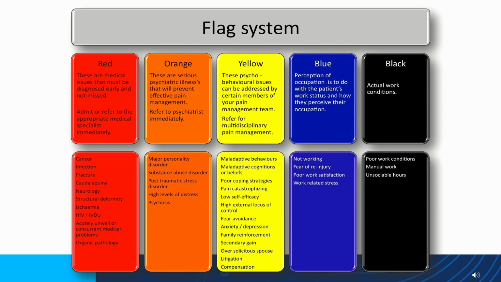So that alerts you to the fact that this is not just the good old yellow flags that everyone knows about, but this is more an orange flag. Yellow flags we'll come to in more detail at a later point, but essentially these are the psychobehavioral issues that you see in some people with chronic pain, not all, some. Maladaptive cognitions and behaviors, that means they're thinking and moving differently related to their pain. What are their coping strategies? What is their level of self-efficacy, which I'll come to at a later point as well.